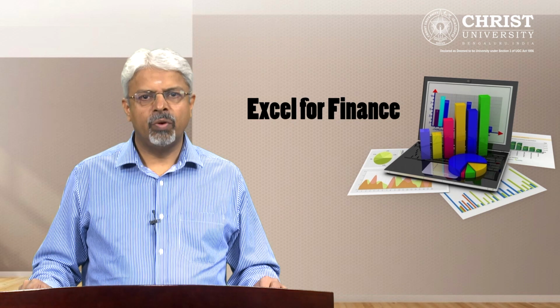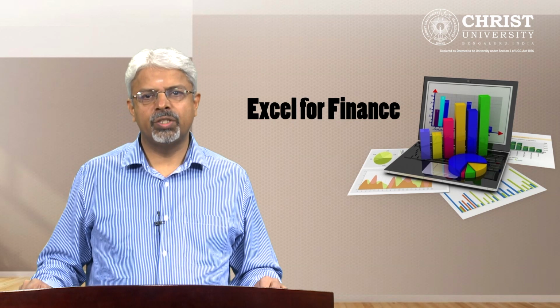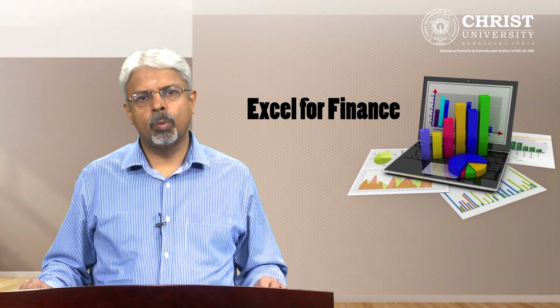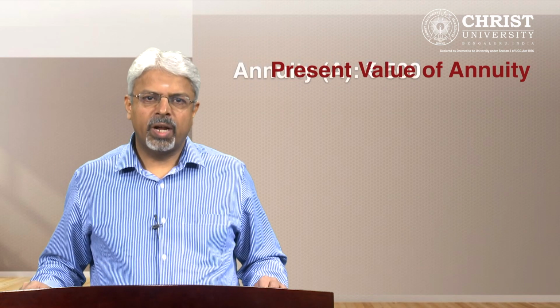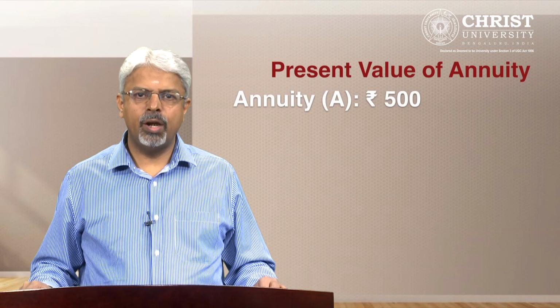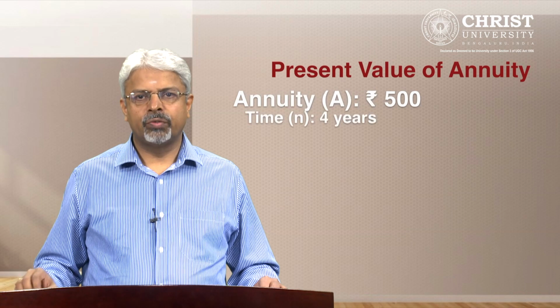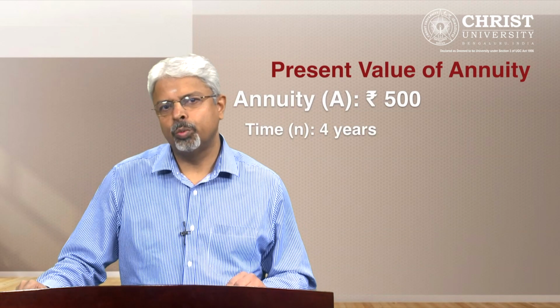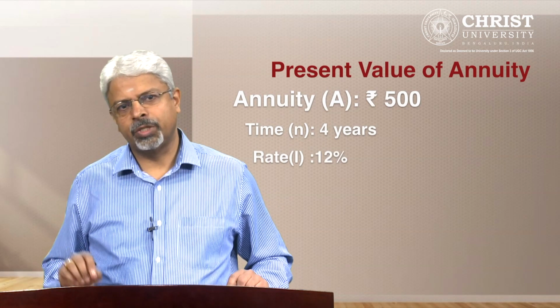After lump sum, let us move to a case where the recurring cash flows occur over a different time period. We want to find the present value of these cash flows at a particular discount rate. How do we go about doing that? Here is the example. Rupees 500 is received at the end of each of the next 4 years. What is the equivalent value today, assuming that the interest rate is 12%?